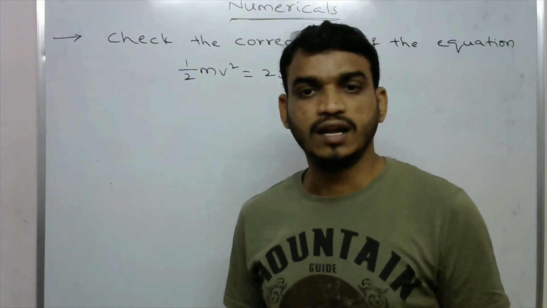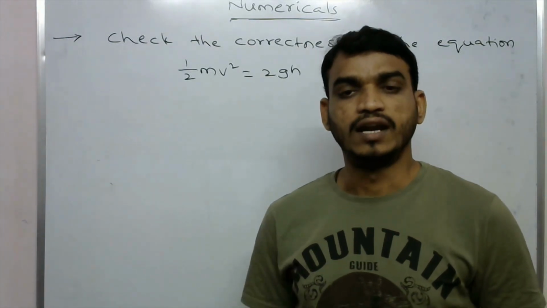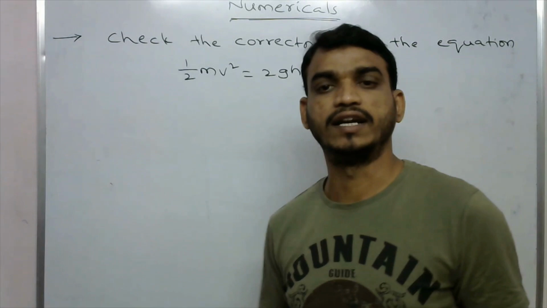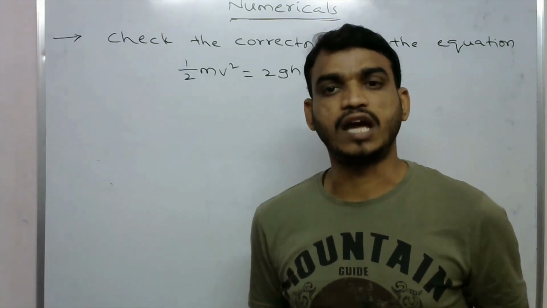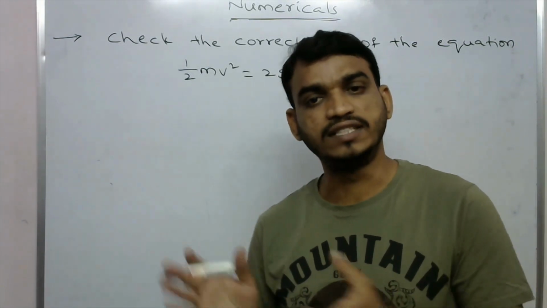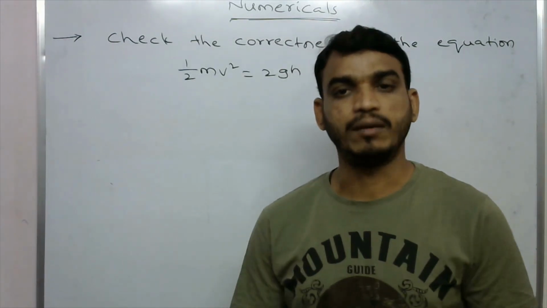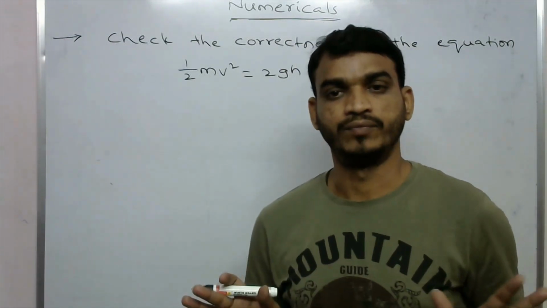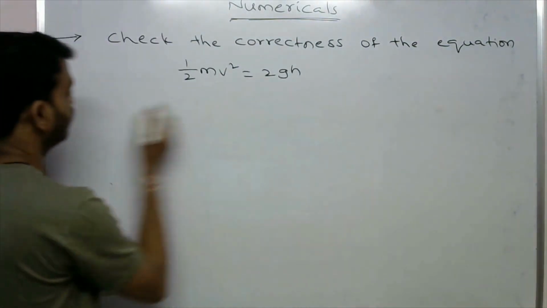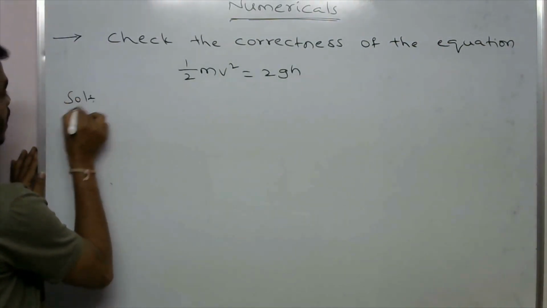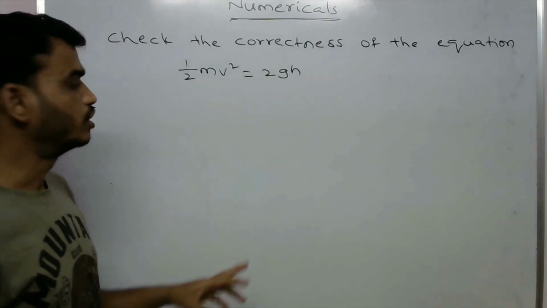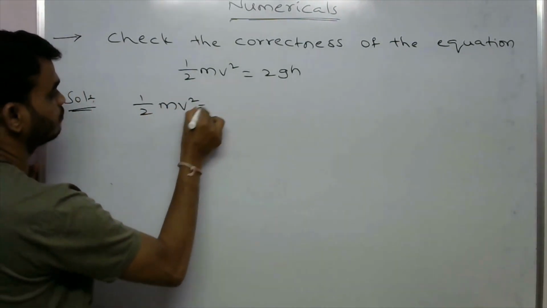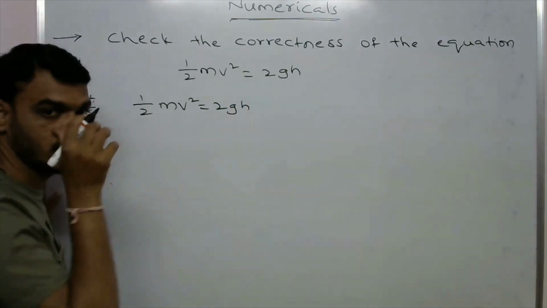To check this, first we have to find out the dimensions on the left side and the dimensions on the right side. So if these dimensions are equal, then only this equation is valid. If the dimensions are not equal, this equation is not valid. So for that purpose, first we will check the dimensions. Okay. So the formula is mv square is equal to 2gh.